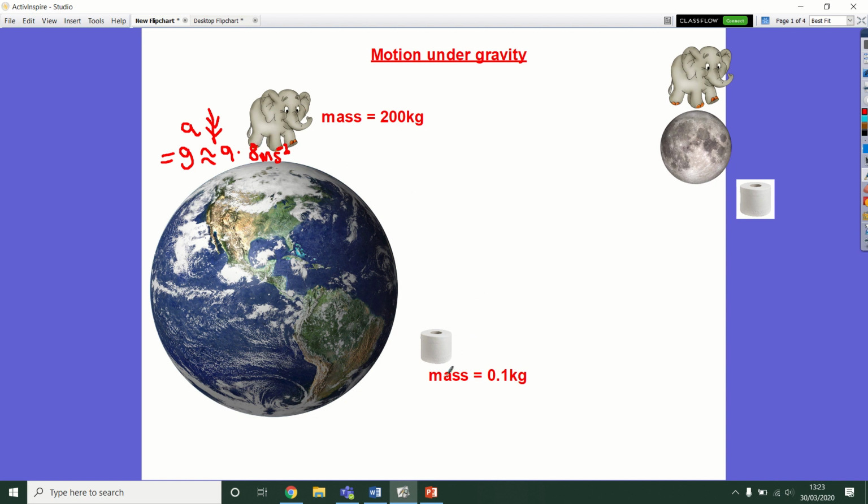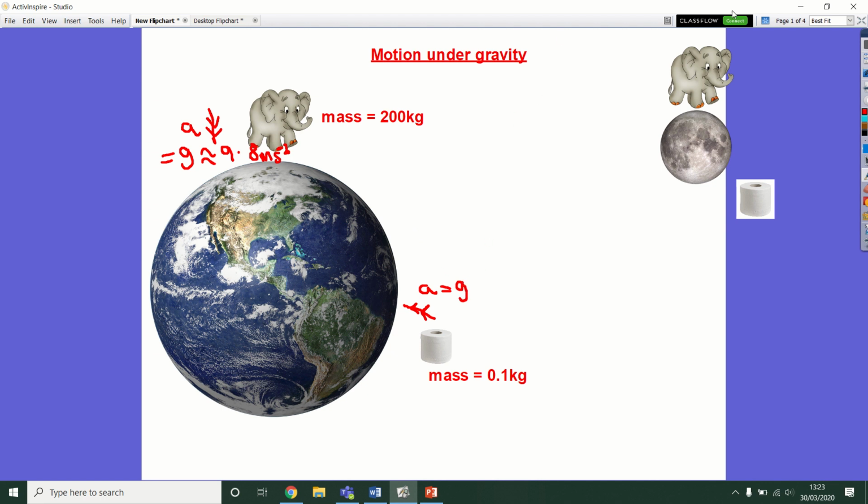For the toilet roll, it's got a smaller mass, but the acceleration is still the same. It's still this value of g. And again, we're not pretending that there's any air resistance or anything like that. It's just falling as if it's in a vacuum. So a equals this value of g again.